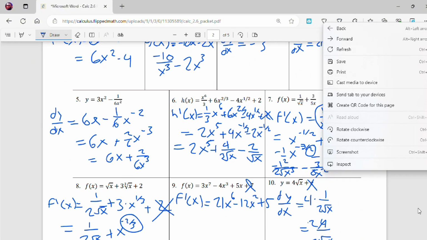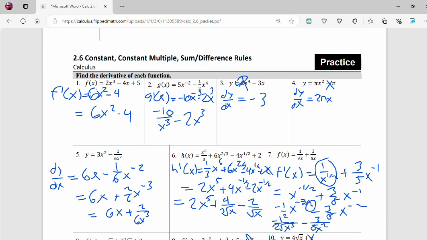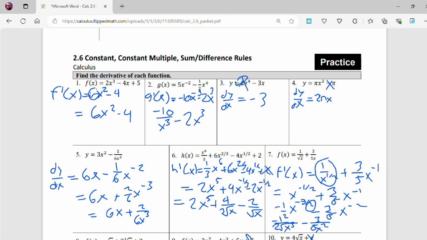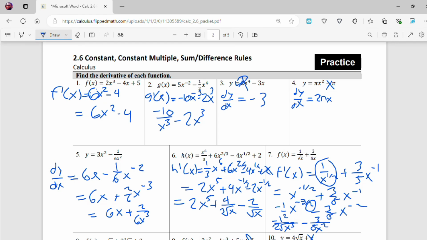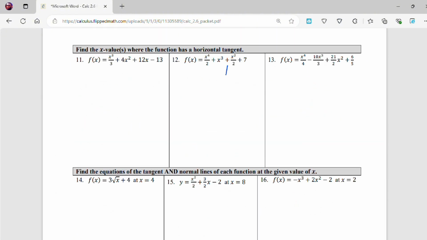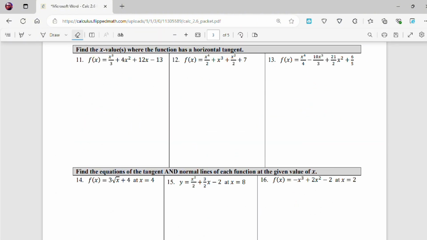Essentially, we already know most of this stuff, right? You're just trying to use the power rule as much as you can when applicable. And then constants, remember, constants are 0. And if you have a constant and x, like here, negative 4x, you just get negative 4. Okay, so we're going to move on to questions 11 through 13.